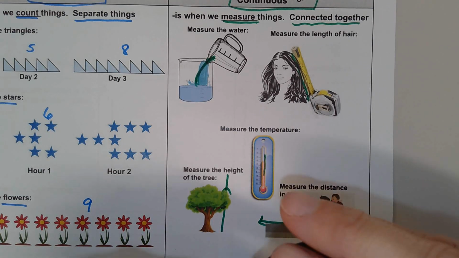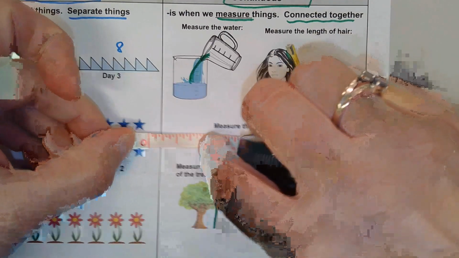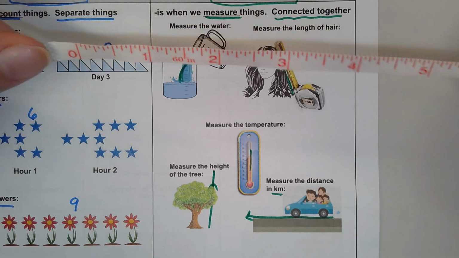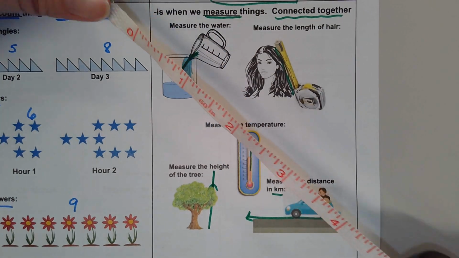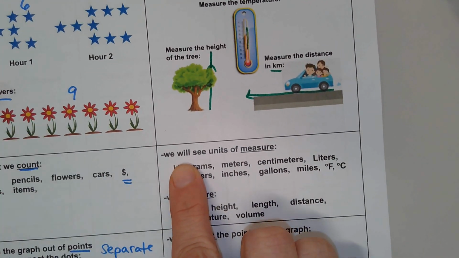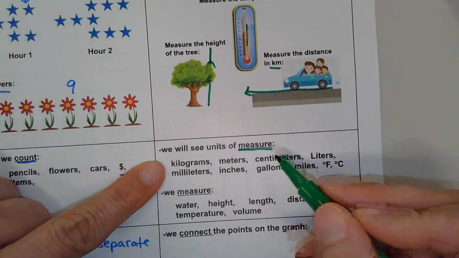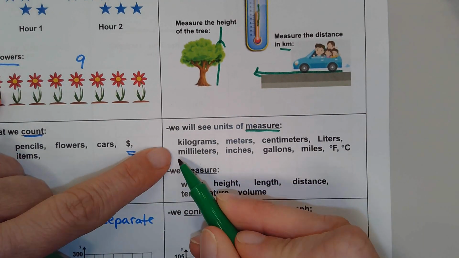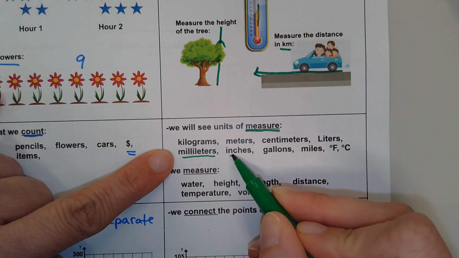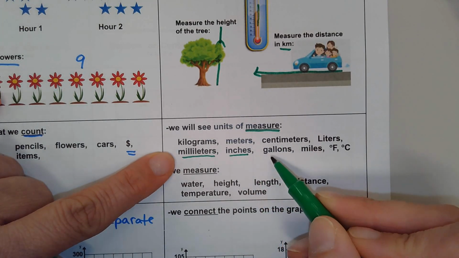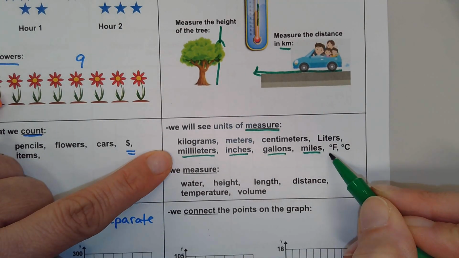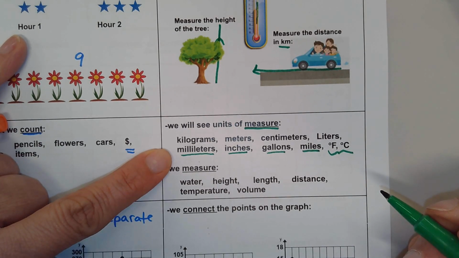Here is something that I show you in class sometimes. When you measure something, okay, it's all connected. This is a measuring tape, okay, and it's totally connected. It does not have any holes. You are going to call it continuous when you see units of measure. You can have kilograms. You can measure milliliters, meters. You can measure in inches, centimeters, or gallons. You could do miles, liters, and then degrees Fahrenheit or Celsius.